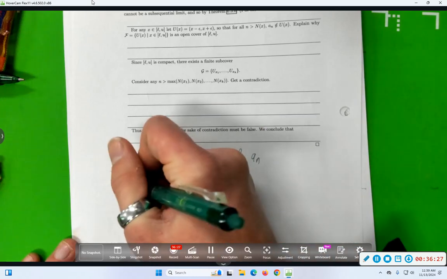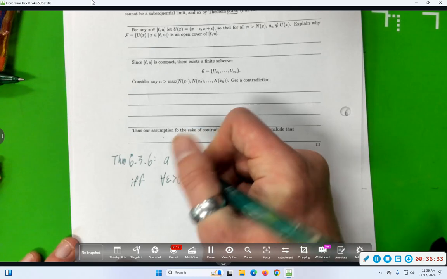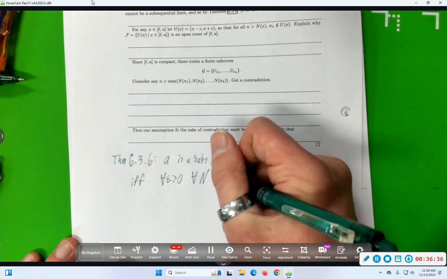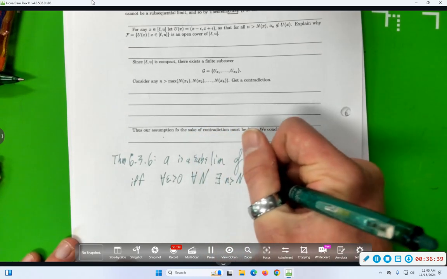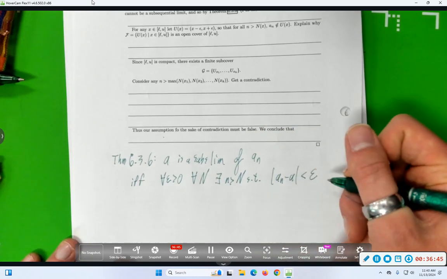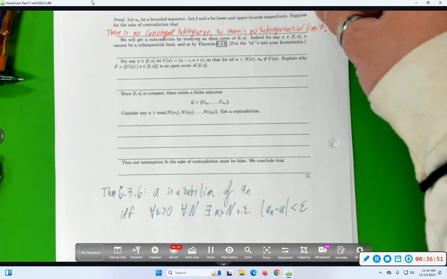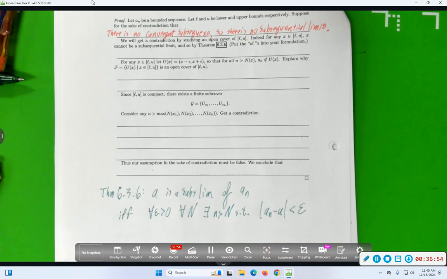if and only if for every epsilon greater than 0, every big N, there is some little n bigger than big N, so that absolute value A of n minus A is less than epsilon. Cool. So, with that down, I have assumed that there are no convergent subsequences, so there are no subsequential limits. So no number A will satisfy this condition. So that means that for every A, that is not true.